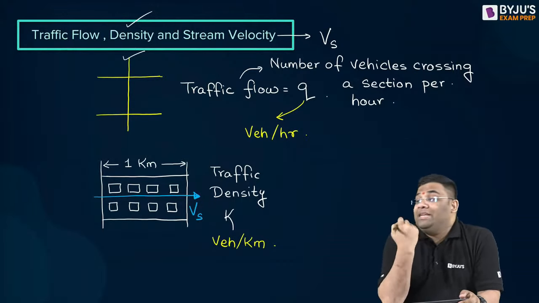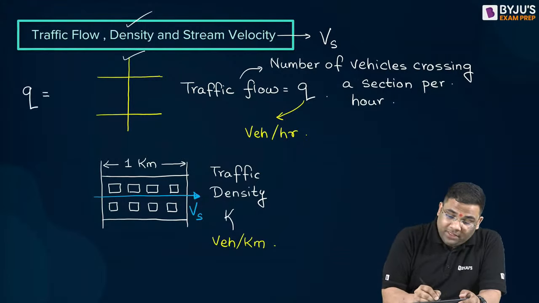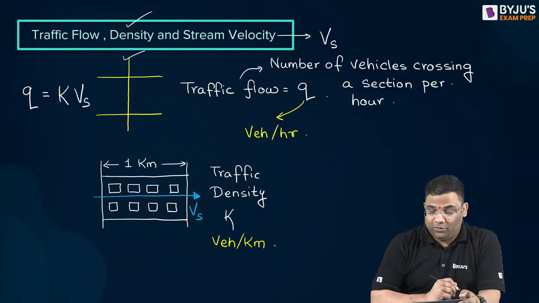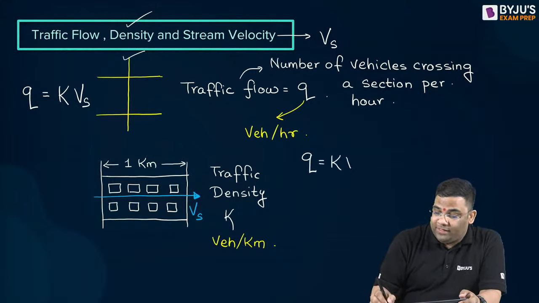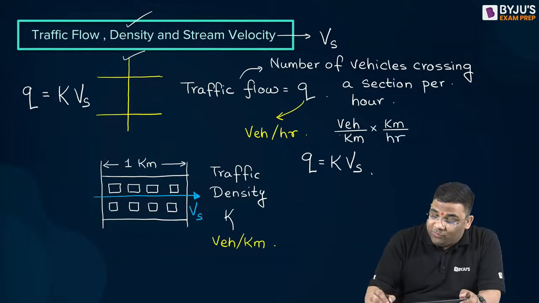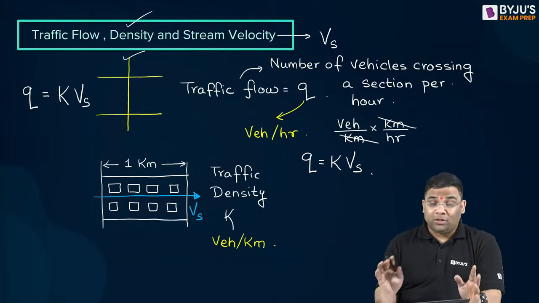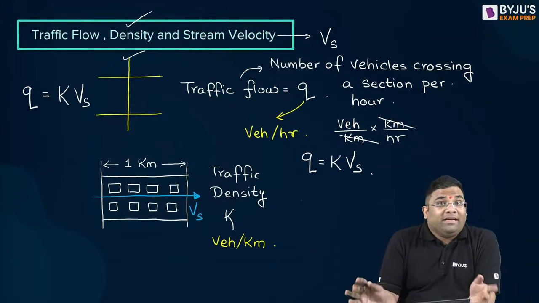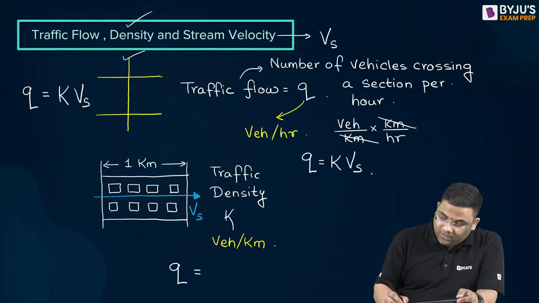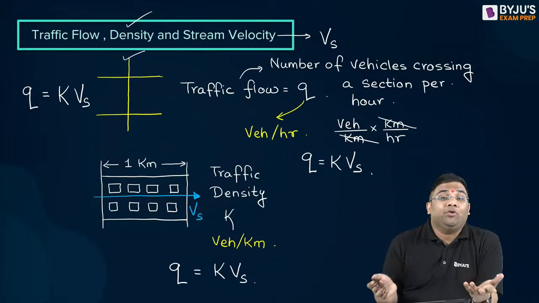And there will be a relationship between them. And what is the relationship? That relationship is Q is equal to K into VS. Now, what is the unit of K? It was vehicle per kilometer. What was the unit of VS? It was kilometer per hour. So if you cancel this kilometer, you'll get vehicle per hour, which is the unit of flow. So we got a very important relationship: Q is equal to K into VS.